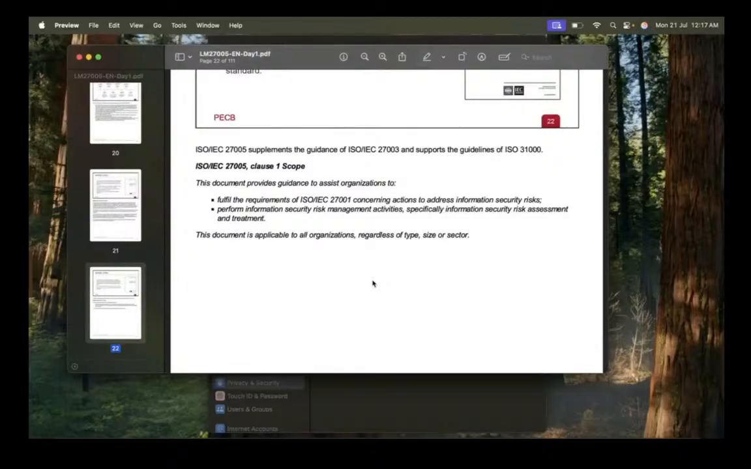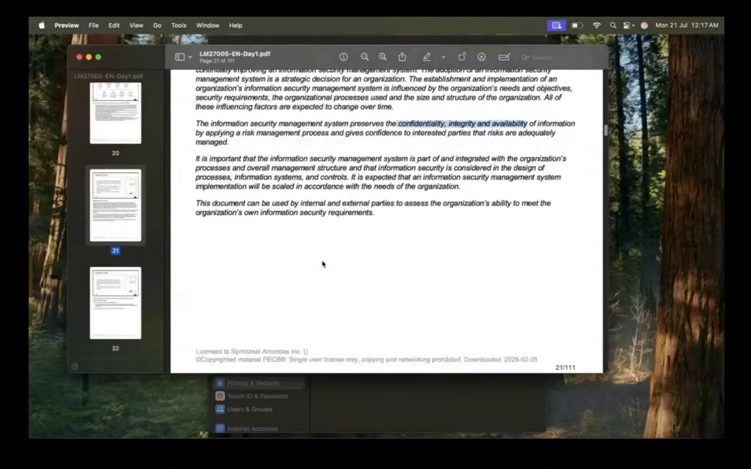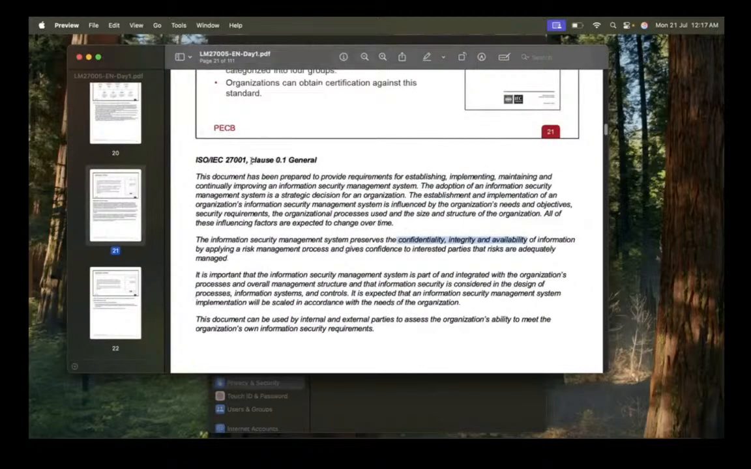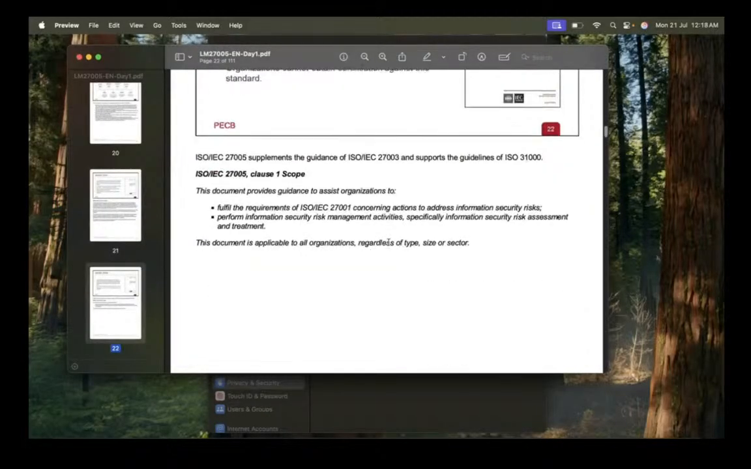We are talking about 27005 still, and currently we are talking about clause 1, which is scope. If I go back here to 27001, we discussed clause 0.1, general. So this was the first clause of that standard, which describes a little bit about the standard. Similarly, now we are discussing the first clause, which is scope. What is the scope of this standard?